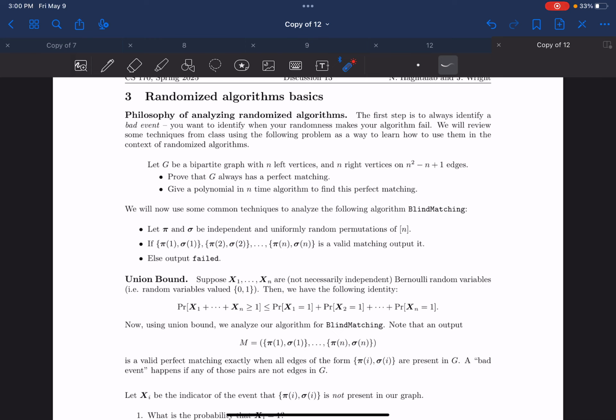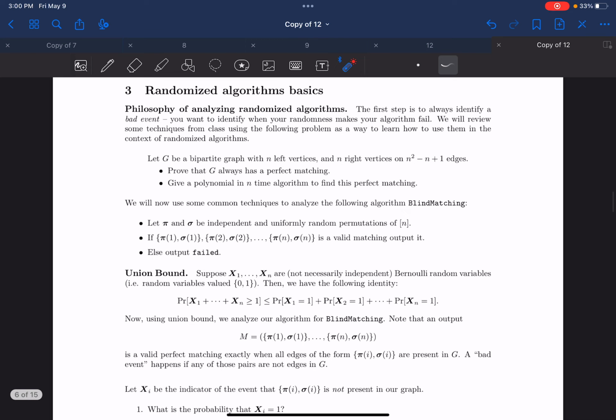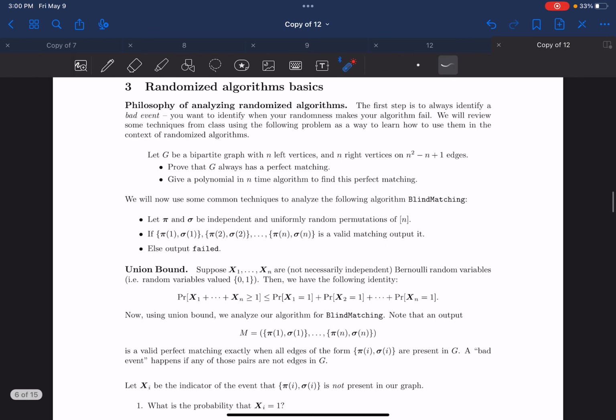In this specific problem, we are given some graph G, and it has n left vertices and n right vertices with n squared minus n plus 1 edges. Then we are looking to prove that G always has a perfect matching, and to give a polynomial time algorithm in n to find this perfect matching.